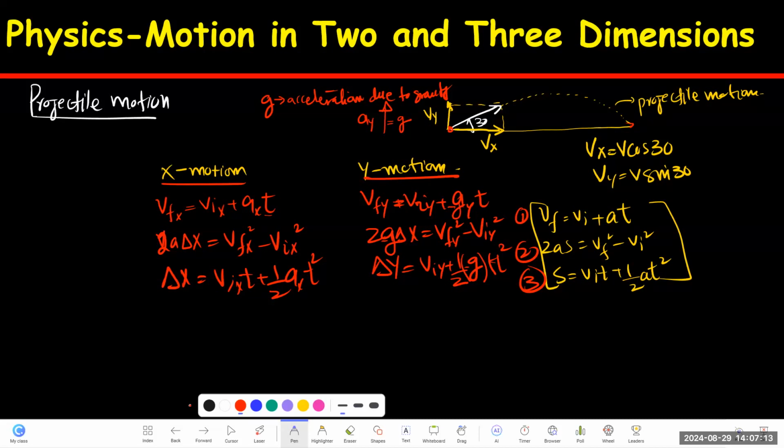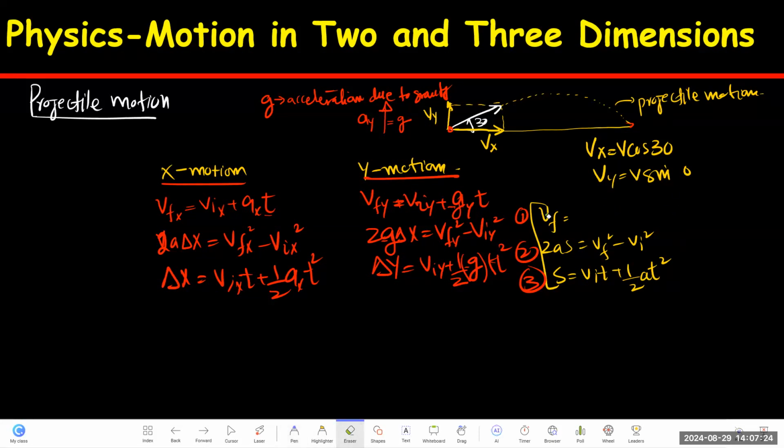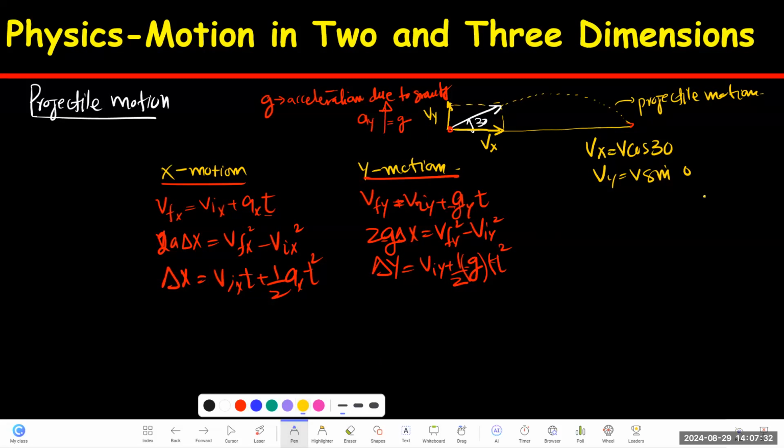Now I can draw projectile motion a little better. I already wrote these equations, so I can erase this one. I'm going to draw here, and it's going to throw the object here. It's going to go and land here.